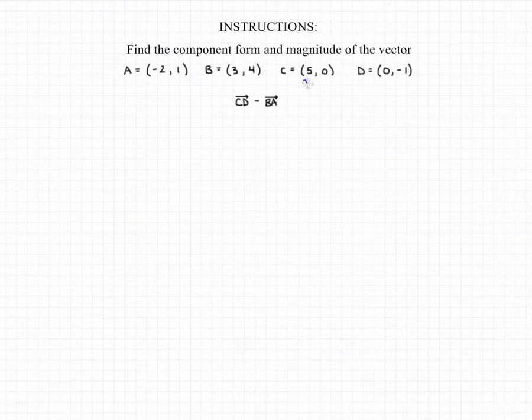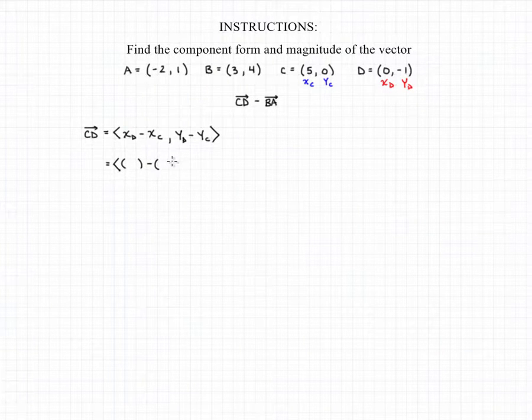To answer this question, we first need to find the individual component forms of CD and BA, and we can start out by finding CD. If we label the x and y components of C and D, then the vector CD is going to be the difference between the x and y components of D and the x and y components of C. So we're going to D, so we place those components first, and then we subtract where we were coming from, which are the components from point C.